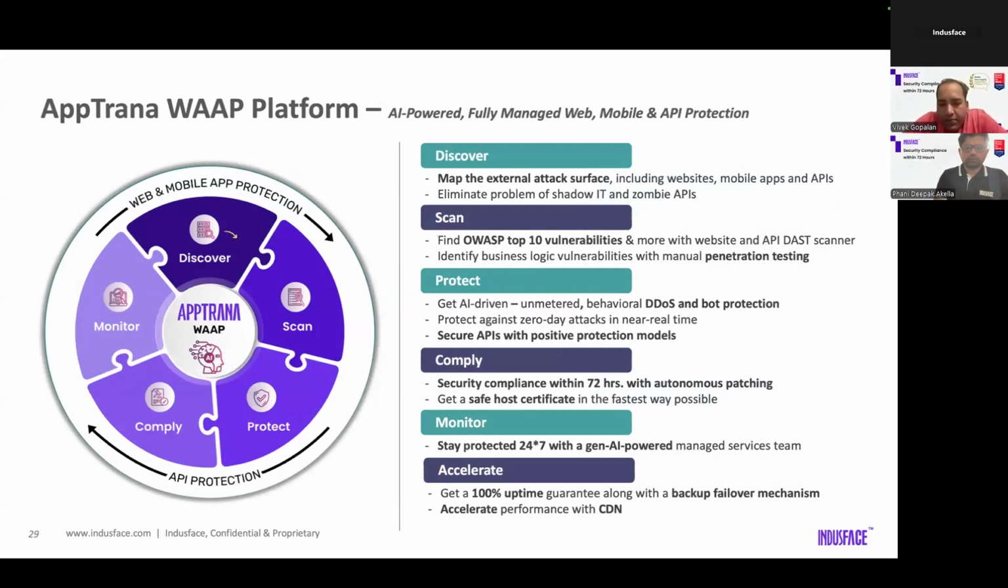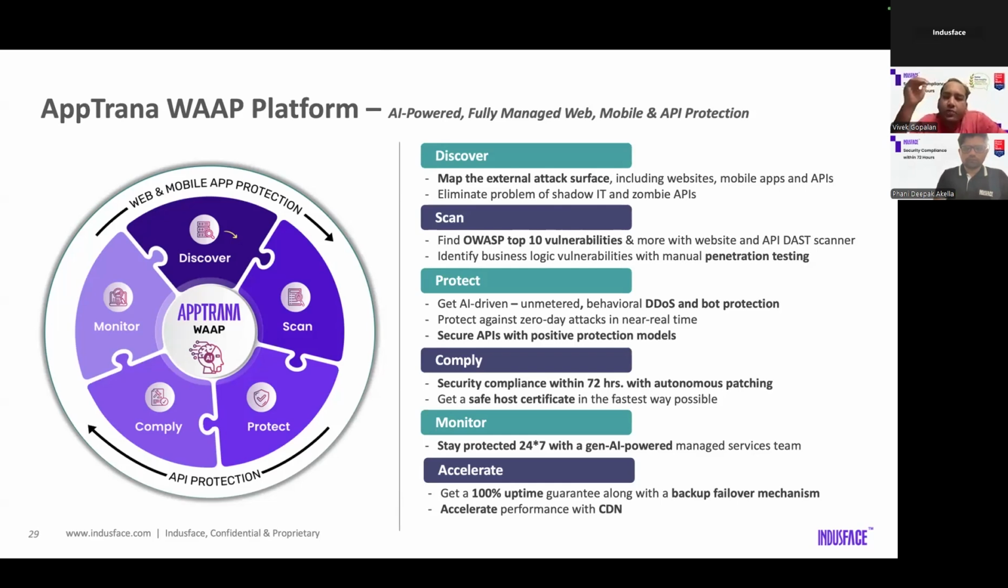So this is pretty much the final slide. For people who do not know what our Aptrana web platform contains, I just wanted to give you a high-level overview of what we do. Aptrana is a web application and API protection platform. It's an AI-powered, fully managed web application and API protection solution. We are the only vendor who starts from discovery, does risk detection, risk protection, helps you with compliance, and provides a managed service. So let me talk a bit more deeply about this.